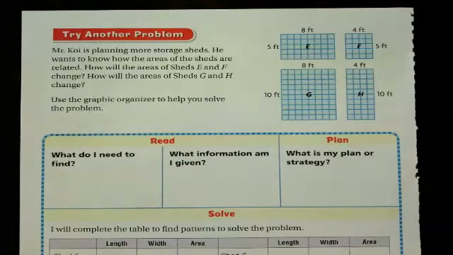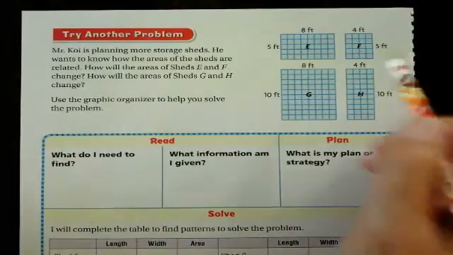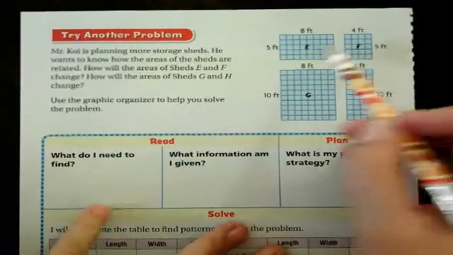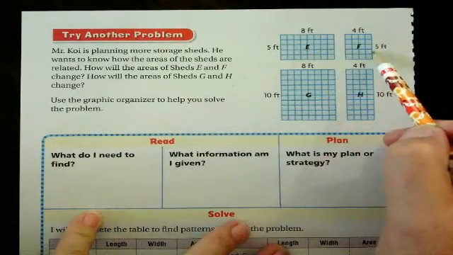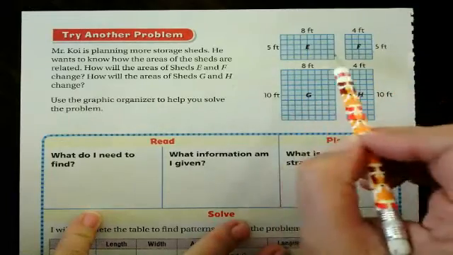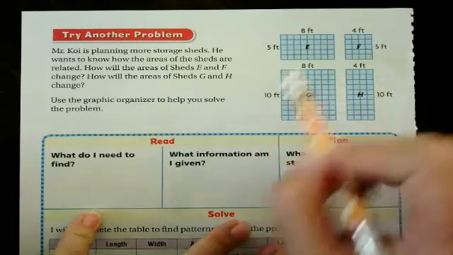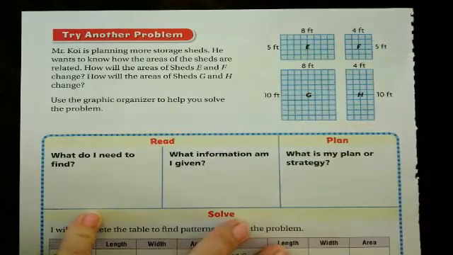Right, so Mr. Coy is planning more storage sheds. So let's take a quick peek at these sheds that he's thinking about. We have shed E and shed F. Which shed is bigger, E or F? Well, shed E is bigger. How much bigger does it appear to be?